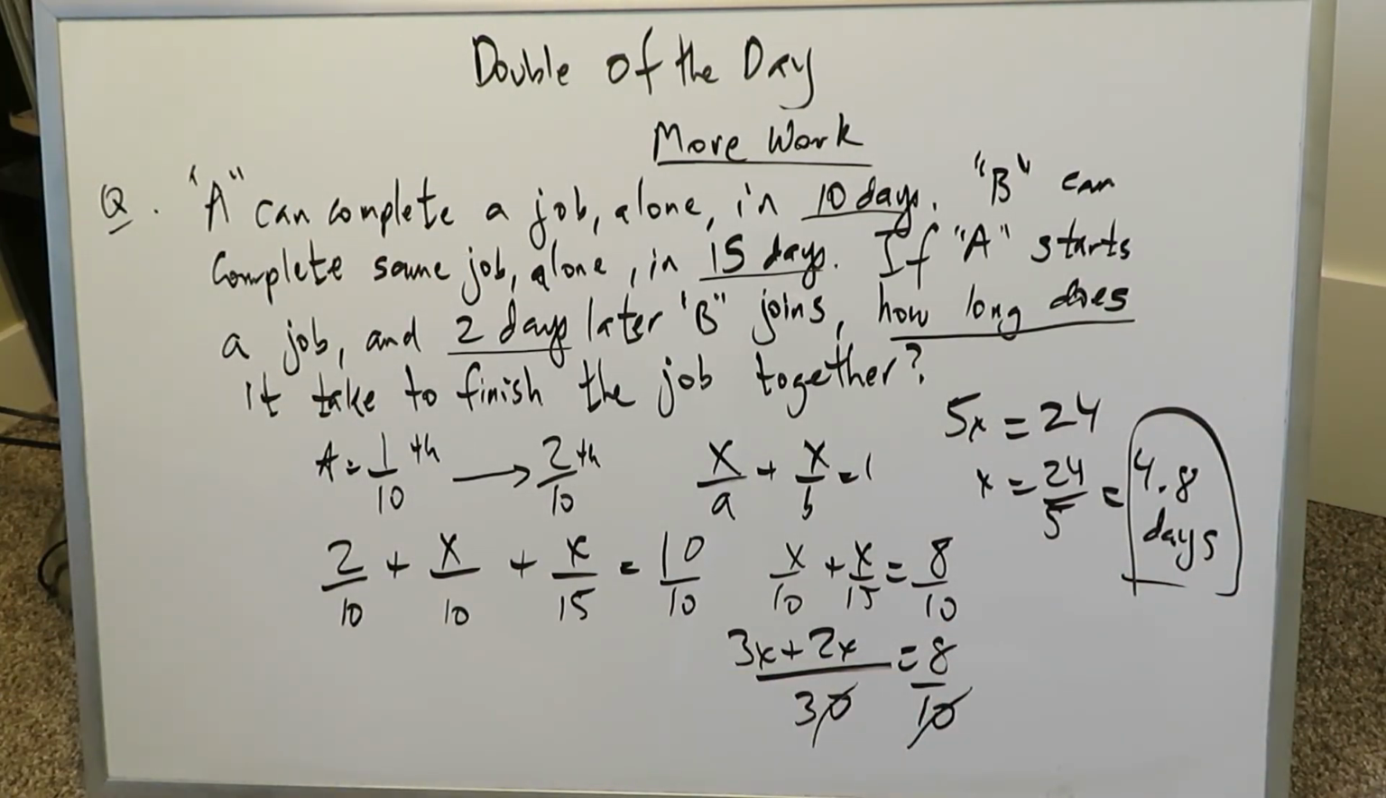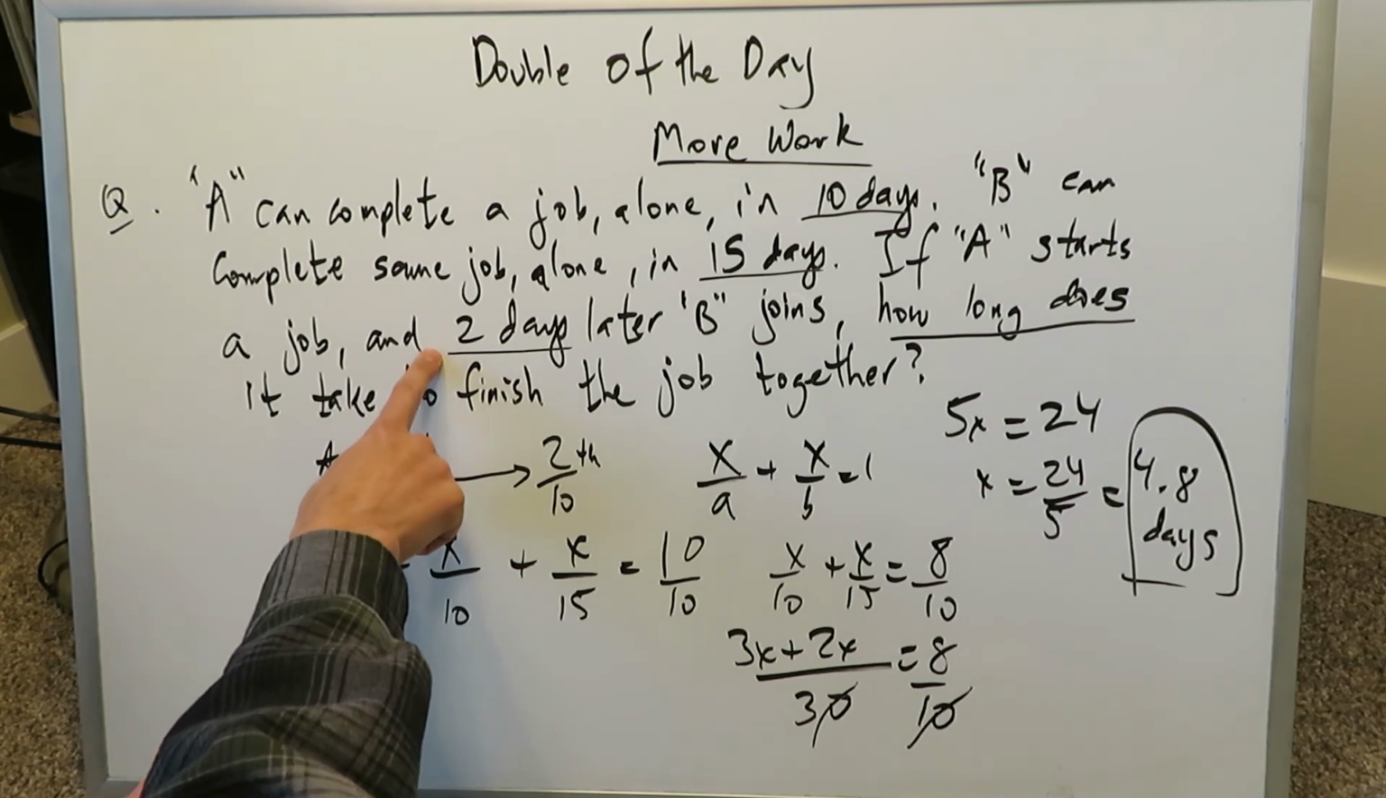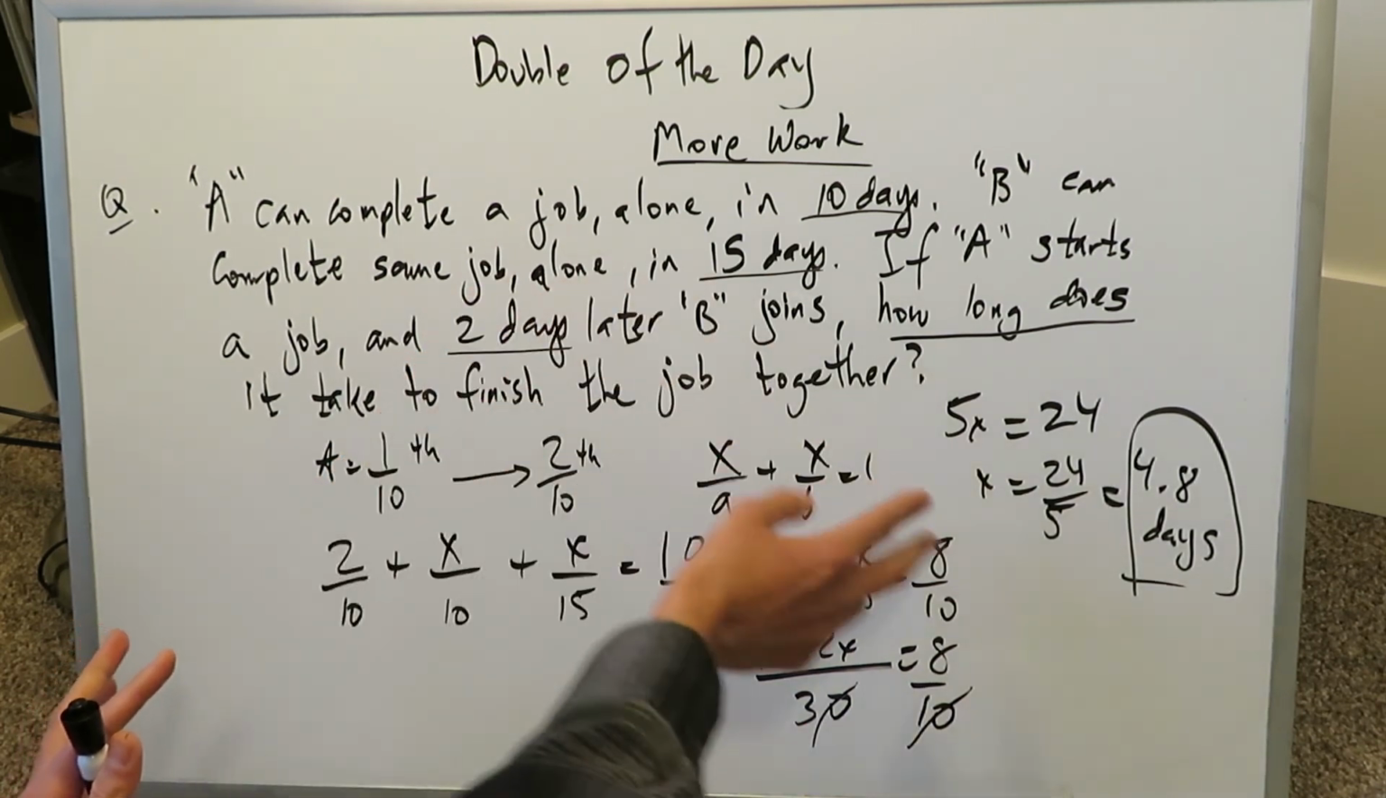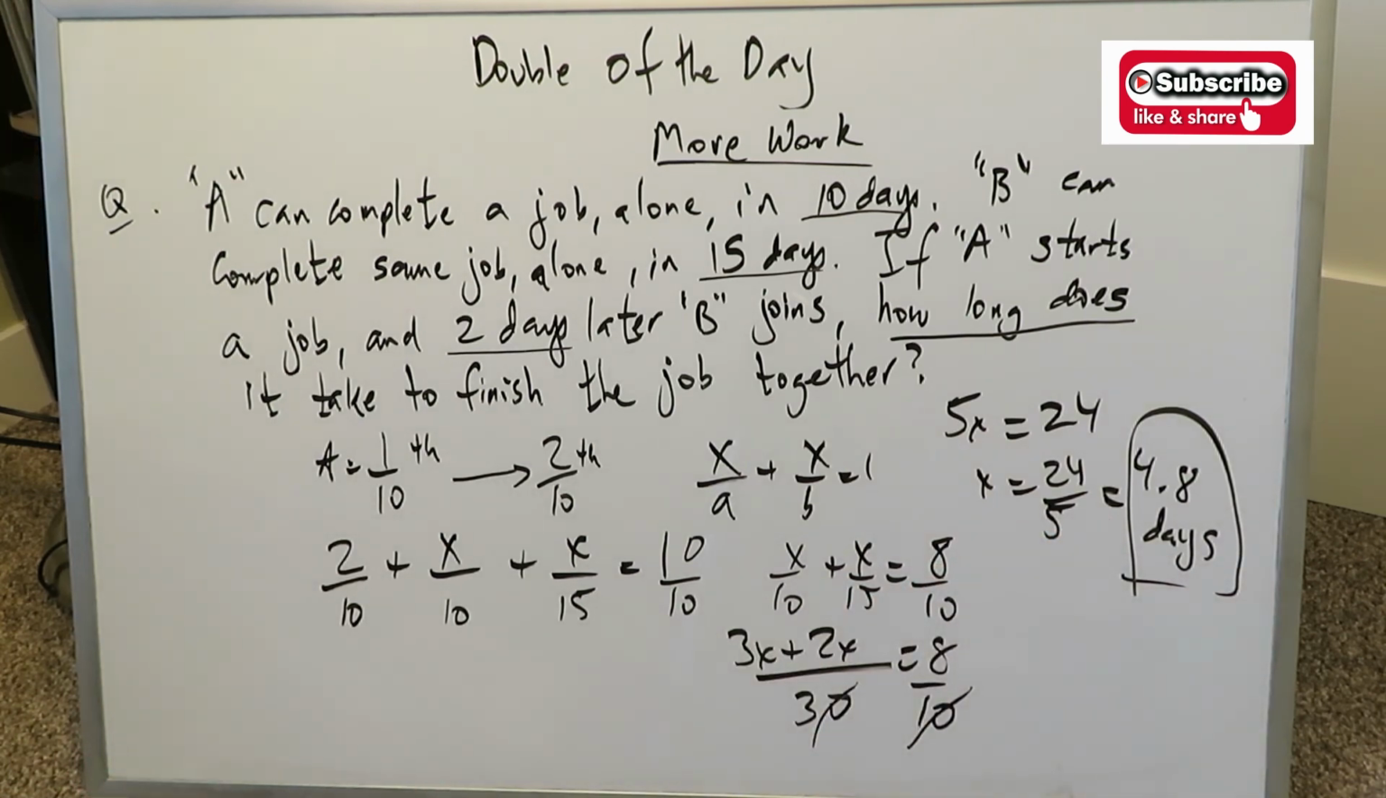It would take 4.8 days to complete this job, which A can do alone in 10 days, B can do in 15 days, and for the same job, A has already gotten a 2 day head start, or has done 2 days worth of completion. B joins in and then they finish it in 4.8 days.